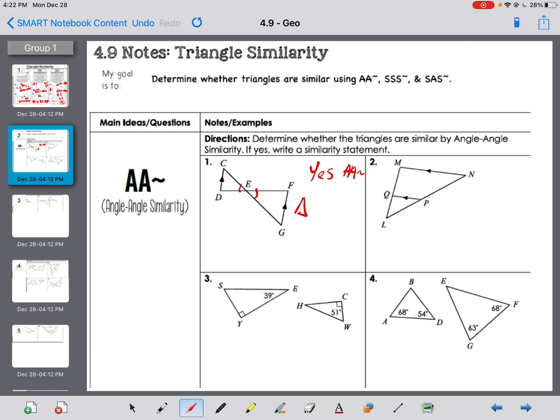Erase my marks so I can see what the letters are. Okay, this was the same as that. These were the same. So triangle EDC is similar to triangle EFG.